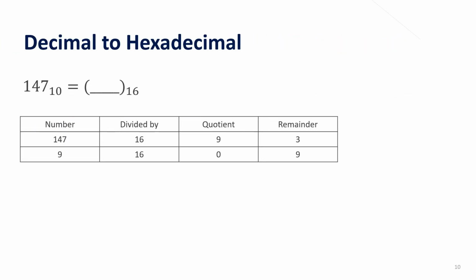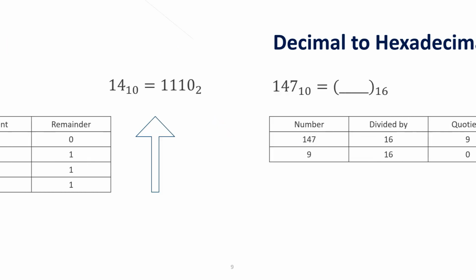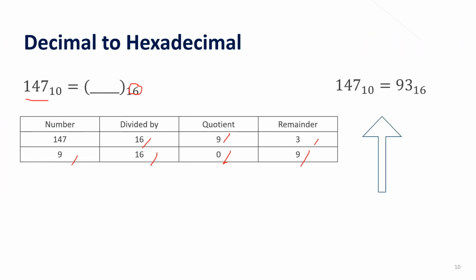What about hexadecimal, decimal to hexadecimal? It's the same. So you have 147. Instead of dividing by 2, now you have to divide it by 16 because hexadecimal is base 16. 147 divided by 16, you have 9, and then the remainder is 3 because 16 multiplied by 9 is 144. And then 9, you move it here, divided by 16, you get 0, and then the remainder is 9. So it means that 147 in base 16 is 93.